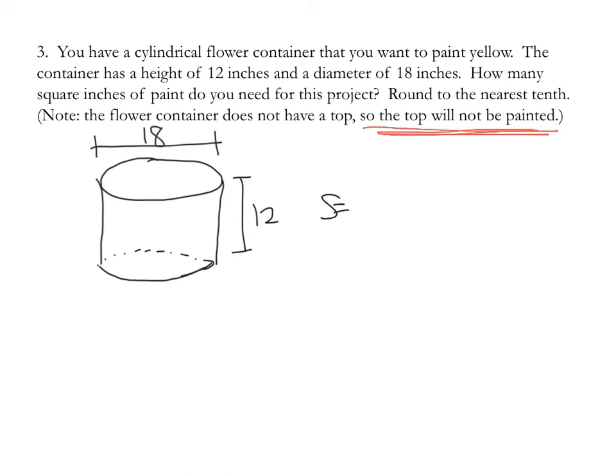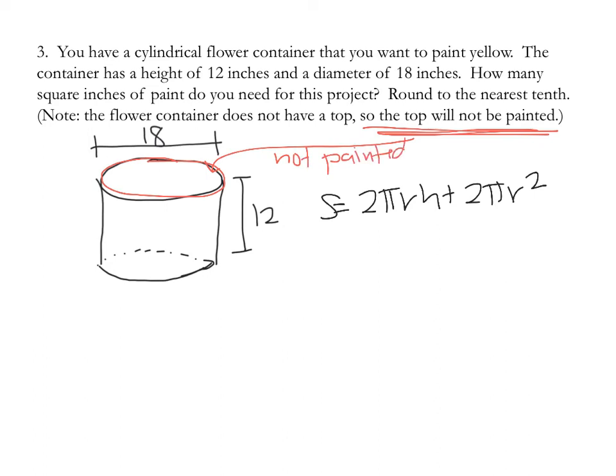So let's write out the formula. 2 pi rh plus 2 pi r squared. And what I like to do is first, just looking at the formula, think about what that means I need to take off. If the top's not going to be painted, the top happens to be a circle. So instead of having 2 circles in the formula, I just want 1. So since that's not painted, we need to take off one of the circles. The circles are this part of the formula. We're just going to cross this off and say instead of 2 circles, I just want 1. We're going to change that to a 1.